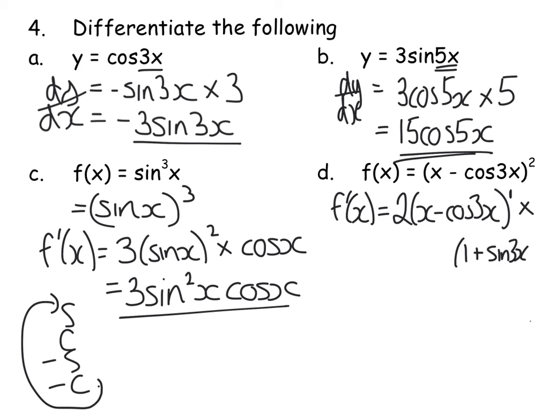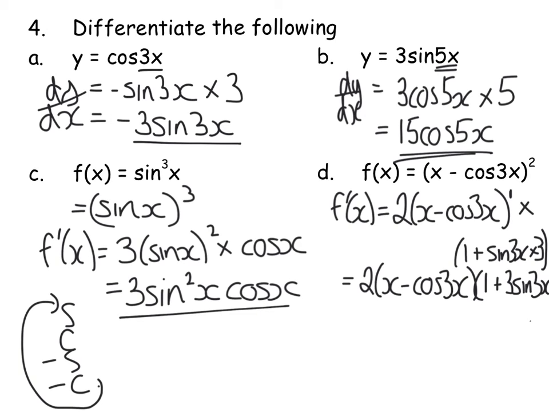And then you have to differentiate that 3x, so you times it by 3. So if I write this a wee bit nicer, I have got 2 bracket x minus cos 3x. And then my second bracket is 1 plus 3 sine 3x. And I was struggling to fit that one in there. Sorry about that. So it's 1 plus 3 sine 3x. These are getting tricky, aren't they?